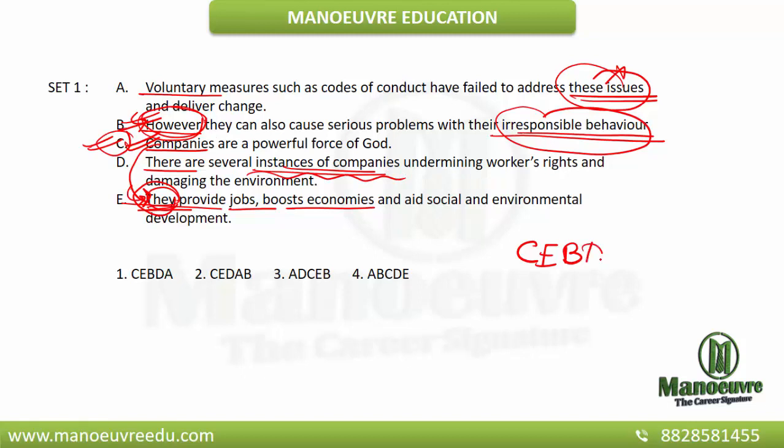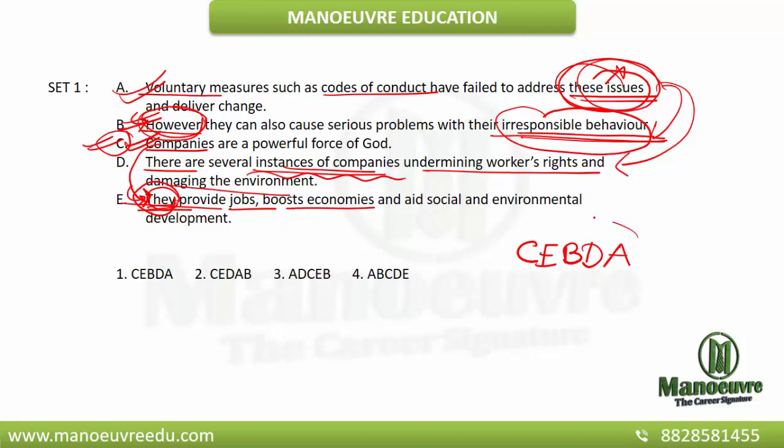And then the next statement in line would be statement A, that even voluntary measures such as the codes of conduct have failed to address these issues. Now what are these issues that I had already mentioned? I'm talking about the issues of the workers' rights, the damaging of the environment, the irresponsible behavior of the companies. Now these issues have failed to be addressed by the voluntary measures such as the codes of conduct which are set up by the companies.